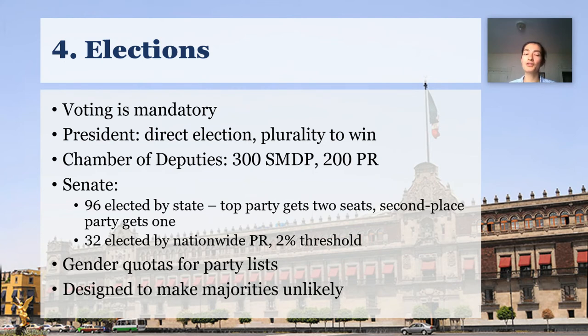And this was quite unusual in the post-PRI era until 2018, when AMLO's party, Morena, and its electoral coalition actually did gain a legislative majority in 2018, and then they held on to it in the next round of elections in summer 2021. So keep an eye on that.